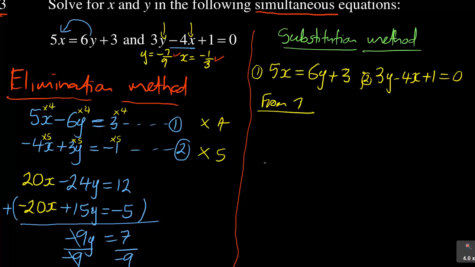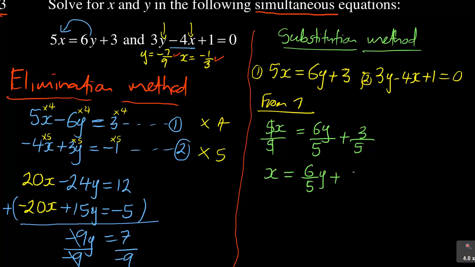remember I have got 5x. So if I divide by 5 on the left hand side, I will divide each one by 5 plus 3 over 5. Because of the positive, I must divide or distribute 5 in each and every item, such that I will have now my x is equal to 6 over 5 y plus 3 over 5. So we call this our equation 3.